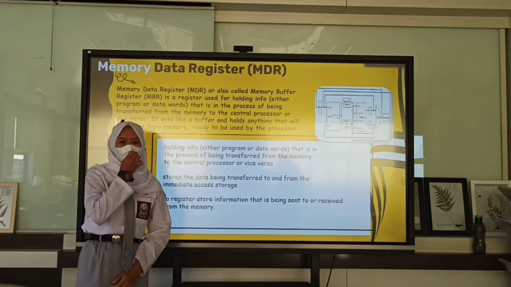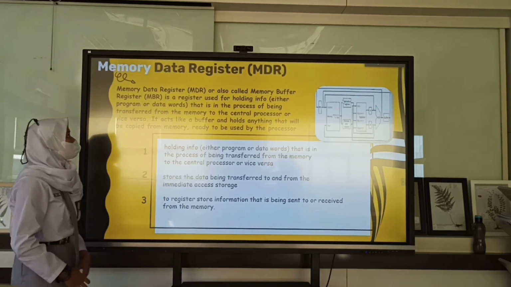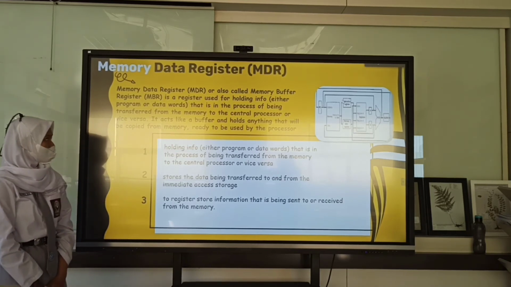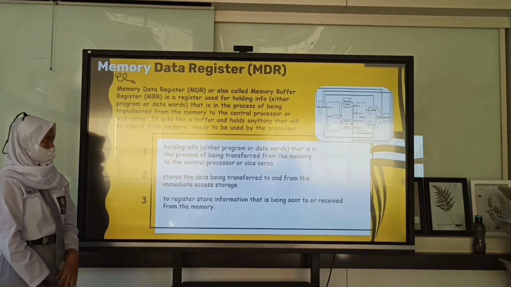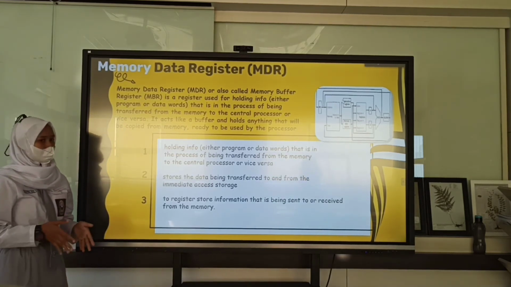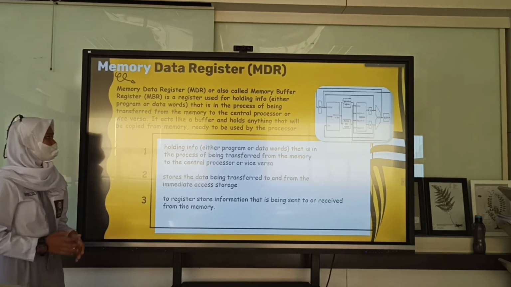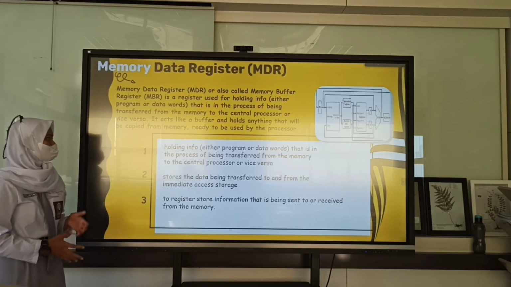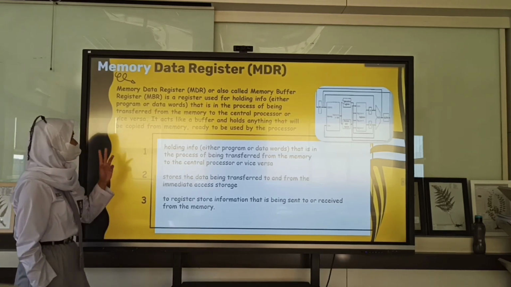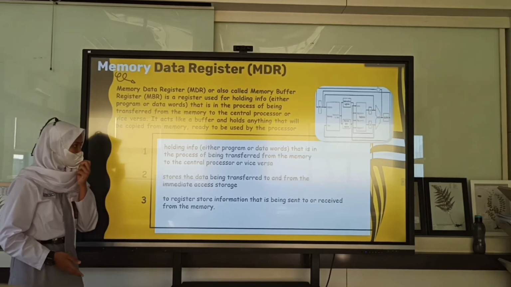Okay, so now I will present about MDR, which stands for Memory Data Register. Memory Data Register, also called Memory Buffer Register, MDR, is a register used for holding information, either program or data words, that is in the process of being transferred from the memory to the central processor or vice versa. It acts like a buffer and holds anything that will be copied from memory, ready to be used by the processor.